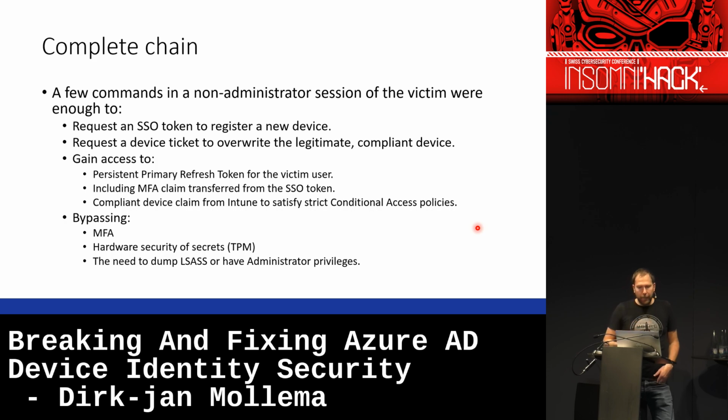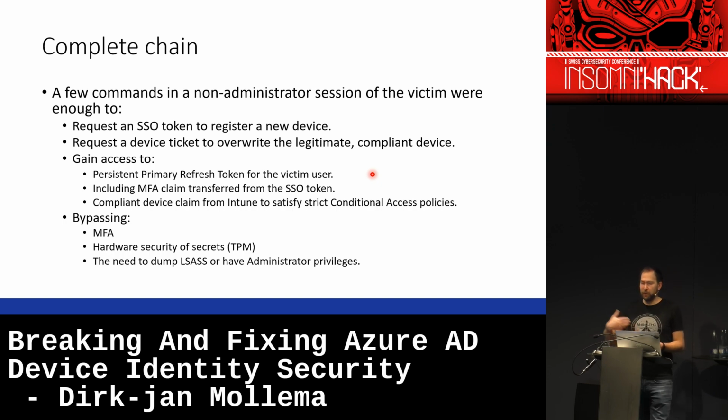So just to summarize the complete chain, you could do a few commands in a low privilege session of the victim. You could request a single sign-on token to register a new device. You could request a device ticket to override the legitimate compliant device. And then you could gain access to the primary refresh tokens for the victim user.